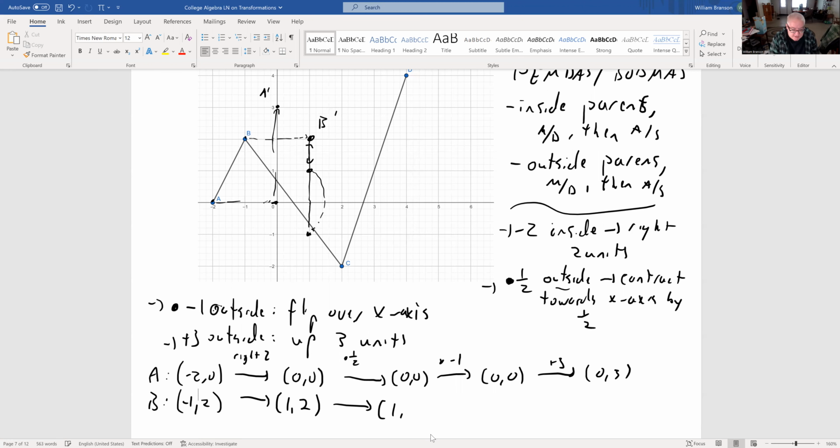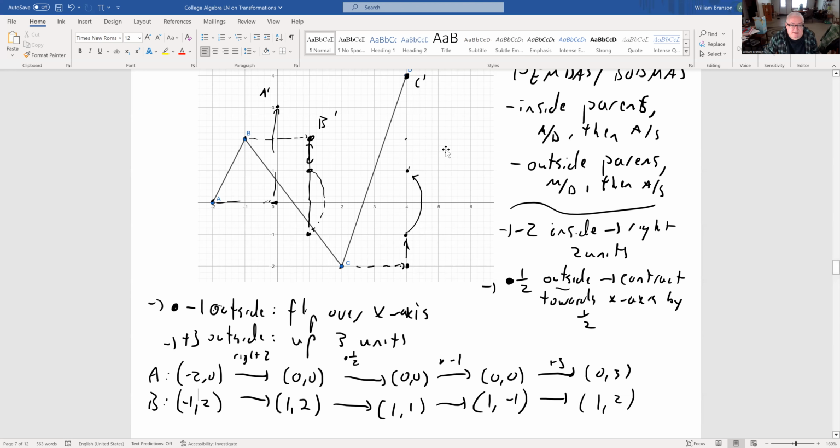Cut the y coordinate in half, multiply by -1, which changes the sign of the y coordinate, and adding 3 to the y coordinate moves it back up to 1, 2. So there's B prime. So C goes 2 units right, and we cut its y value in half, so that moves it up to here, because the y value is -2, and half of that is -1. So towards the x-axis, the -1 flips that over the x-axis to here, and then we add 3, 1, 2, 3, and we end up there.